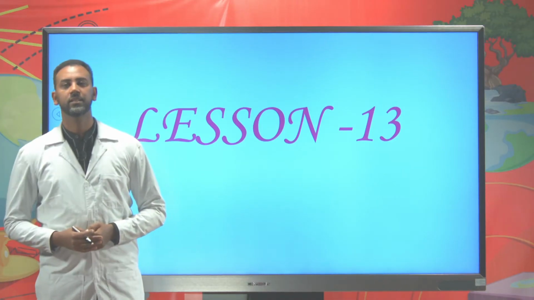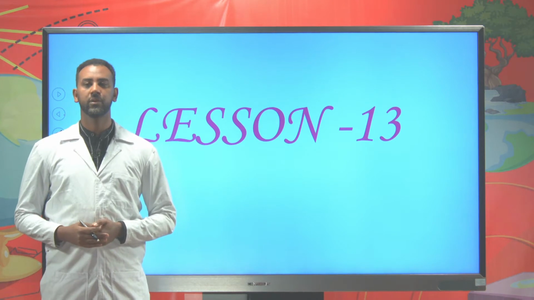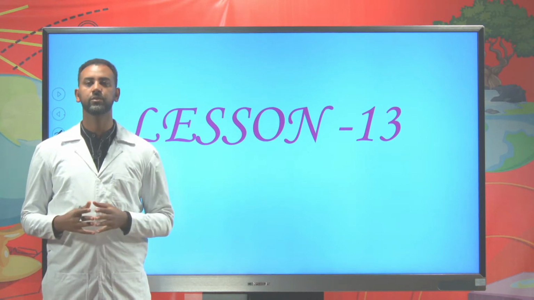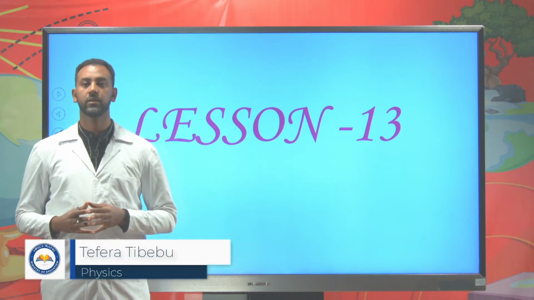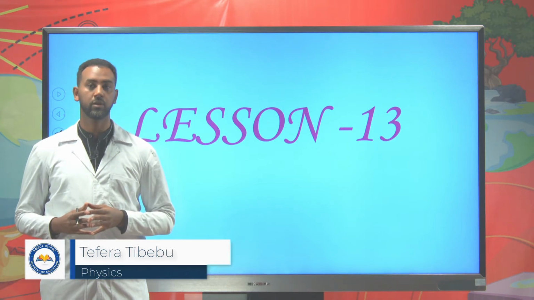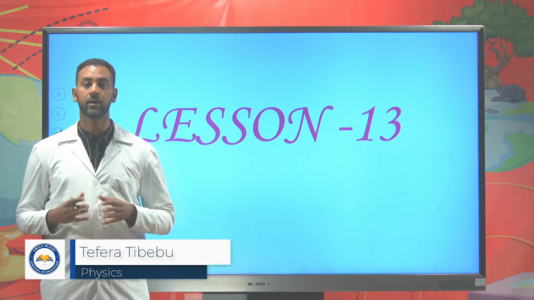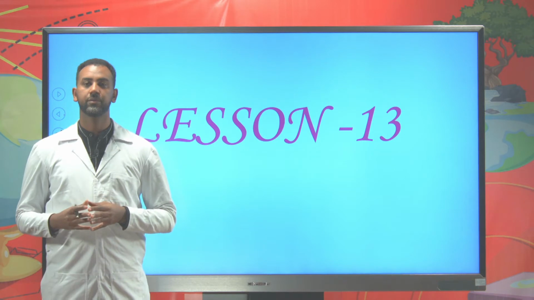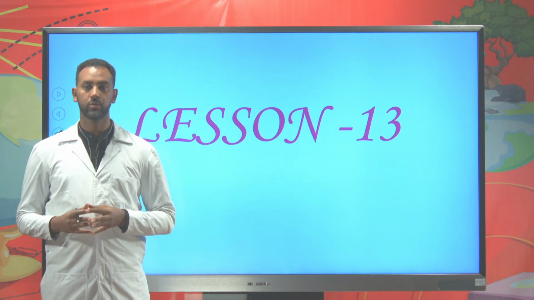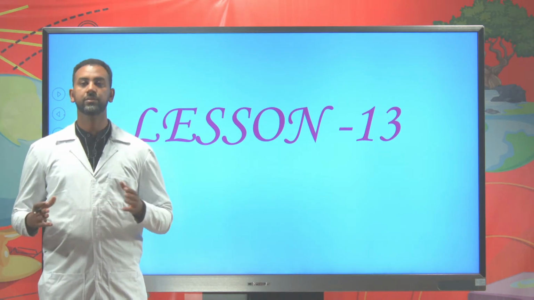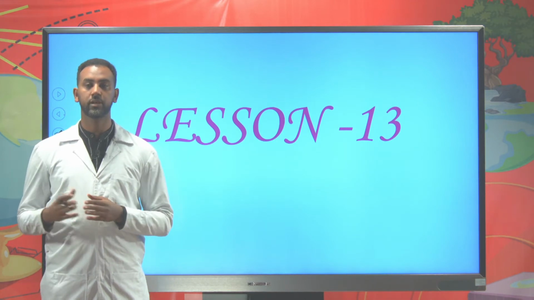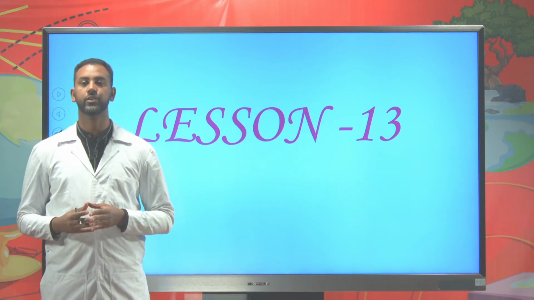Hello our viewers. In our previous discussion about rotational motion, we tried to define some of the common terms used under angular motion. We have defined angular displacement. We have tried to see angular velocity and angular acceleration, as well as correlate them with tangential velocity and tangential acceleration.